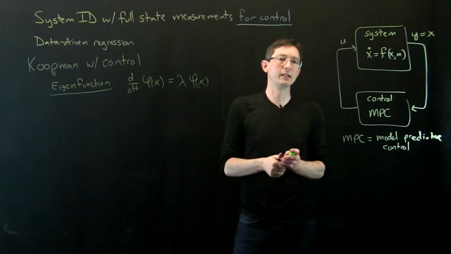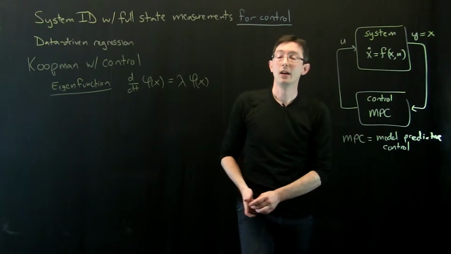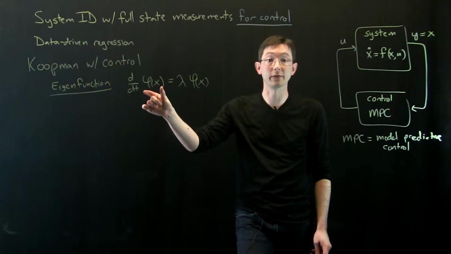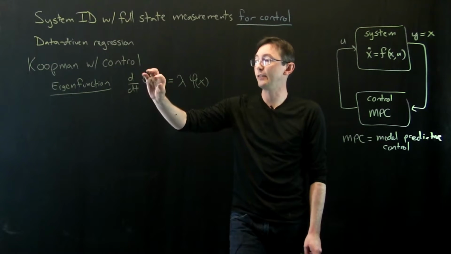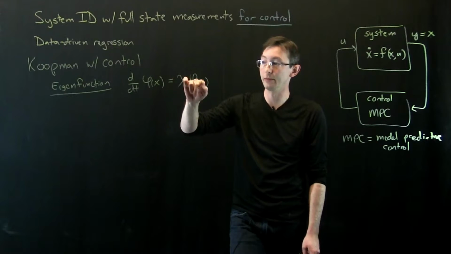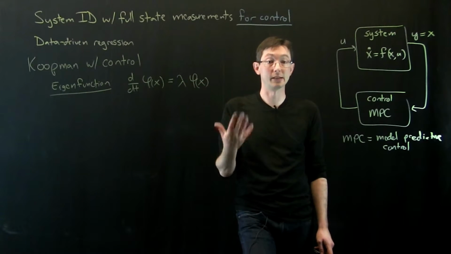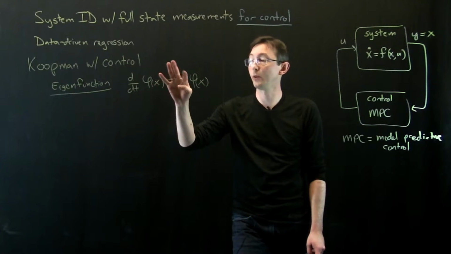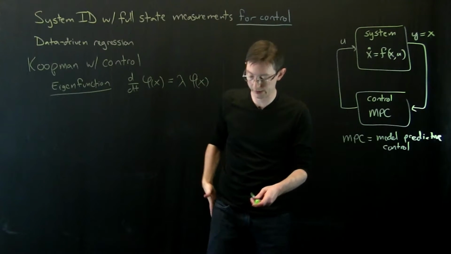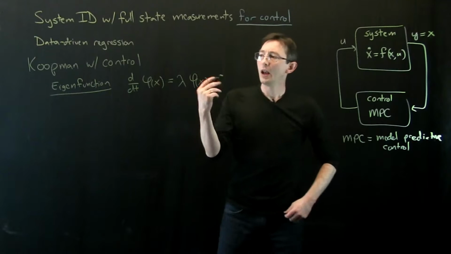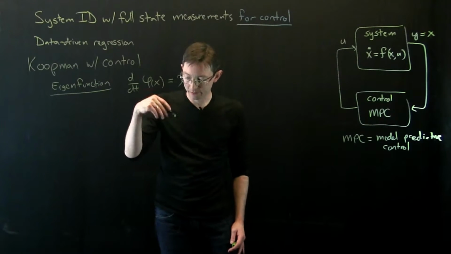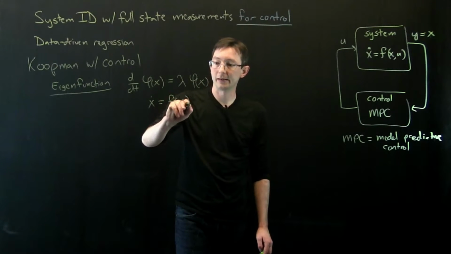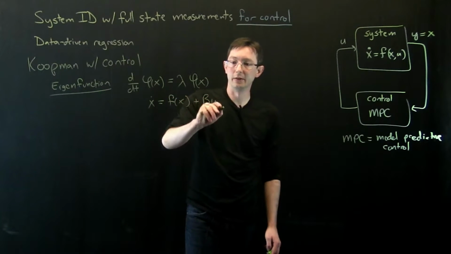So a good example is if I have a conservative system, then phi of x could be the Hamiltonian, the total conserved energy. And then d/dt of the Hamiltonian is 0 times the Hamiltonian. It doesn't change in time because it's conserved. So any conserved quantity is a Koopman eigenfunction with lambda equals 0, for example. And we're going to assume that we have some dynamical system x dot equals f of x plus Bu.